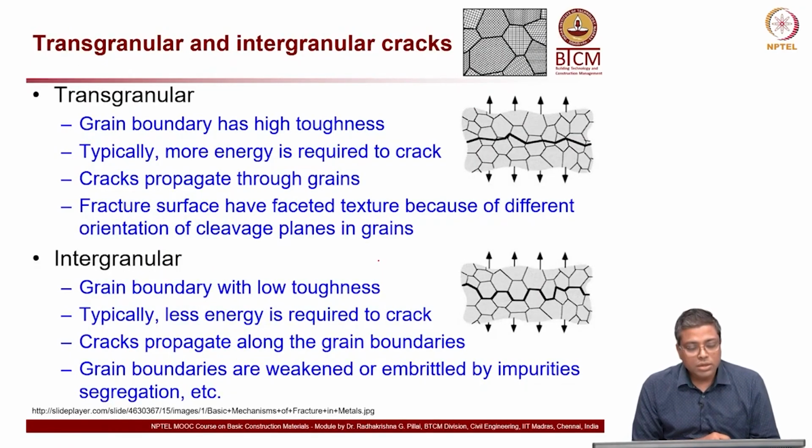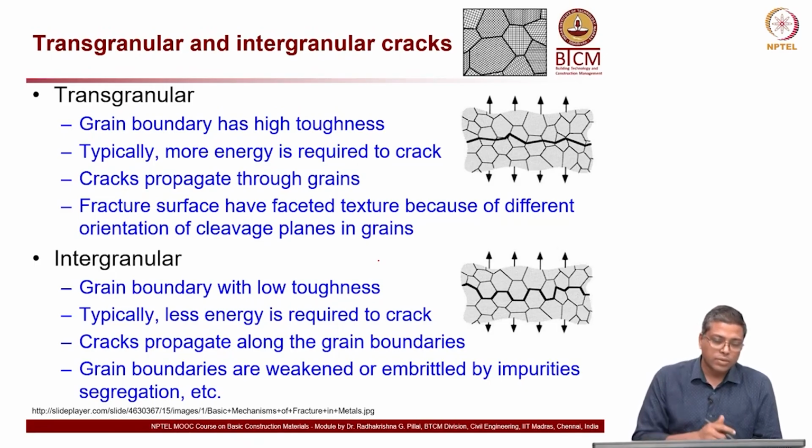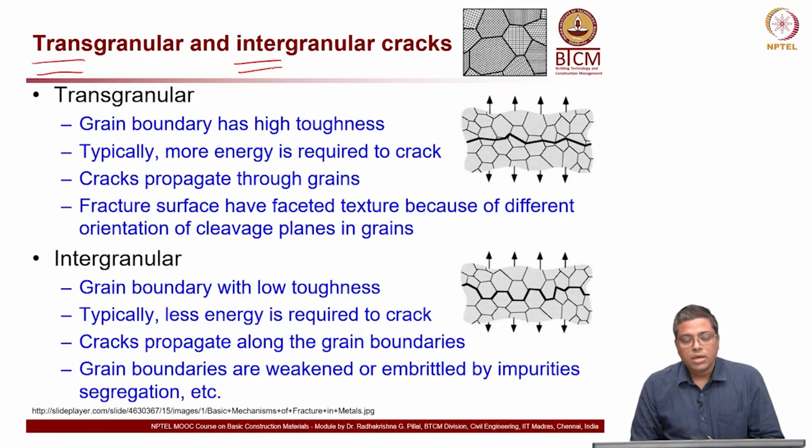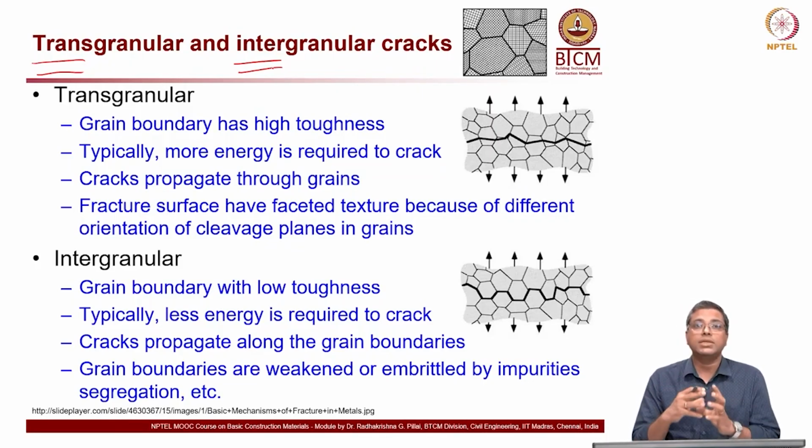Now, when we talk about these cracks or breaking of atomic bonds, there are two types of cracks in general. We can call them transgranular cracks or intergranular cracks. These two terms are very important to remember. A transgranular crack means the crack is happening through the grains, through each grain.